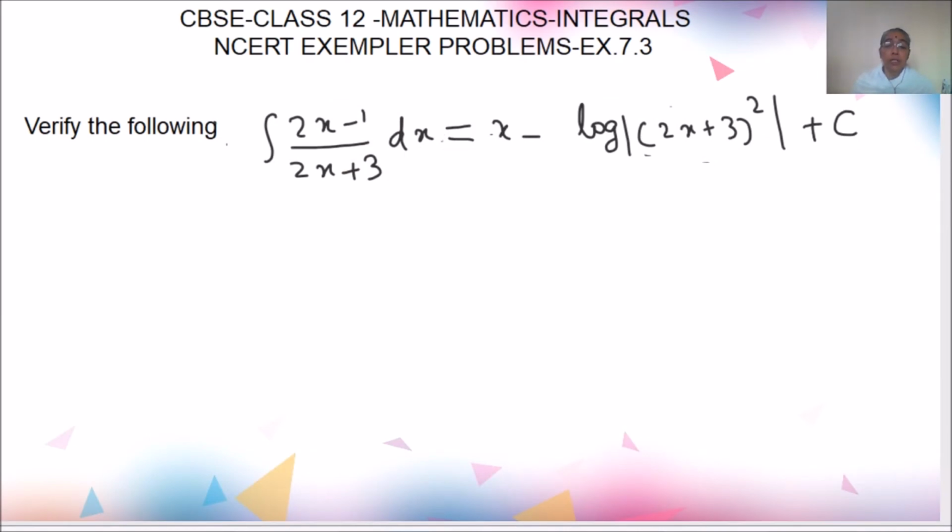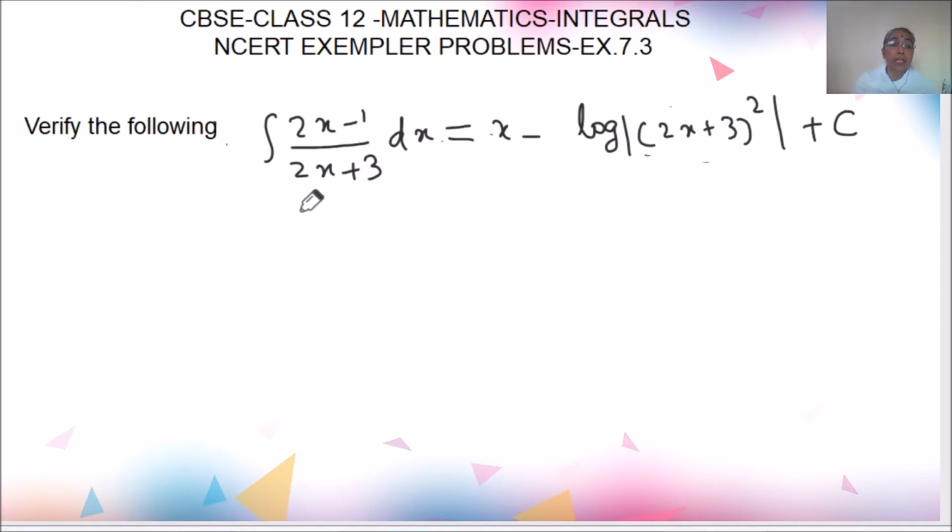Namaste children. Let us solve exemplar problems from exercise 7.3, that is integrals. Okay, first one, verify the following. Integration of (2x minus 1) divided by (2x plus 3) dx is equal to x minus log mod (2x plus 3) whole square plus c.